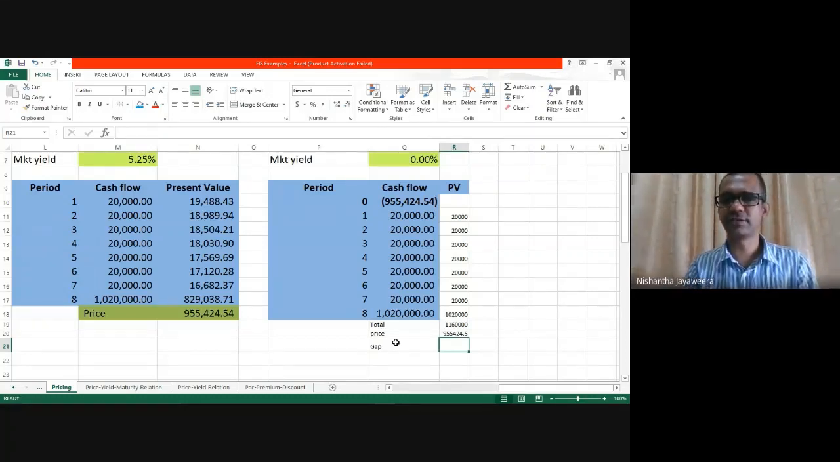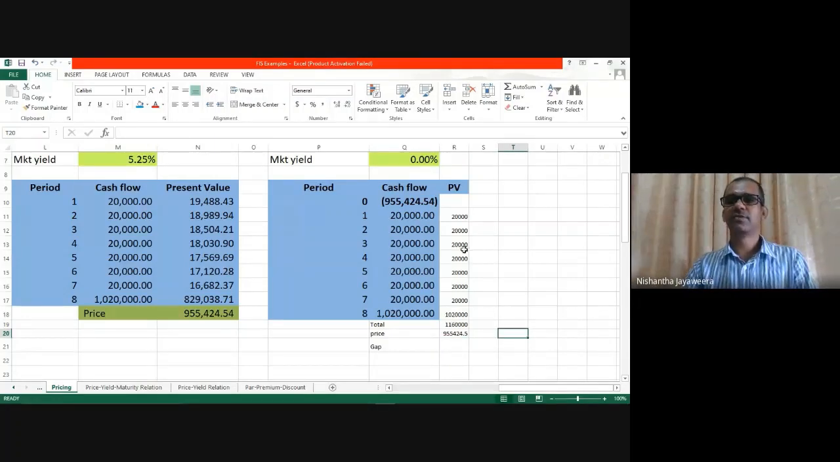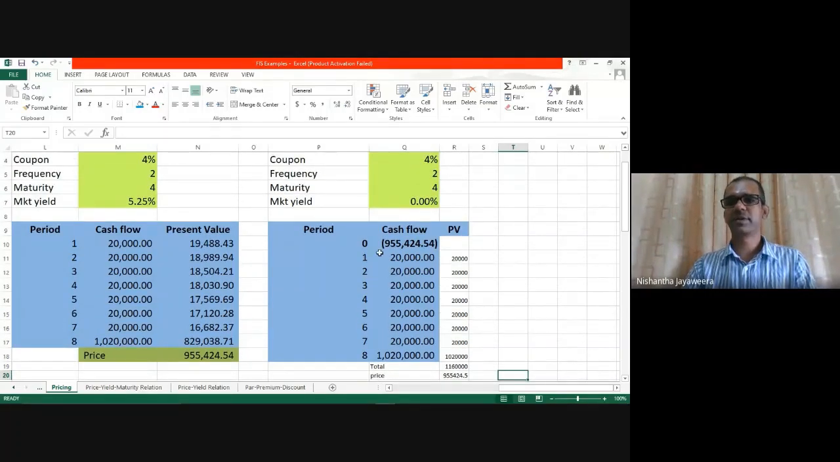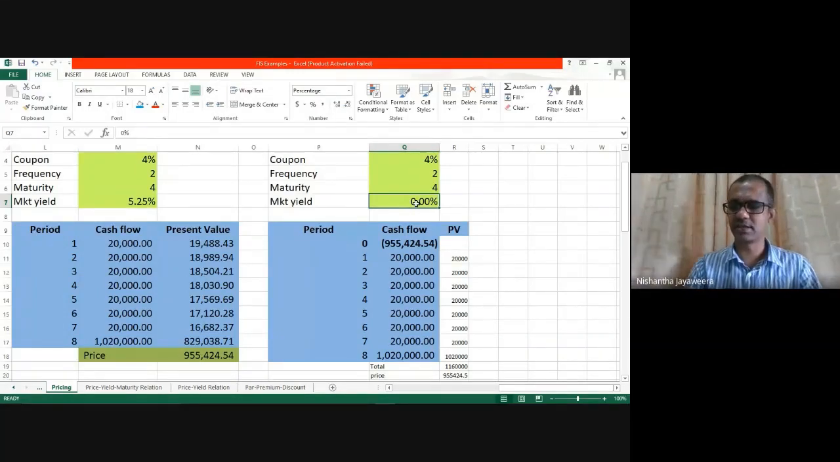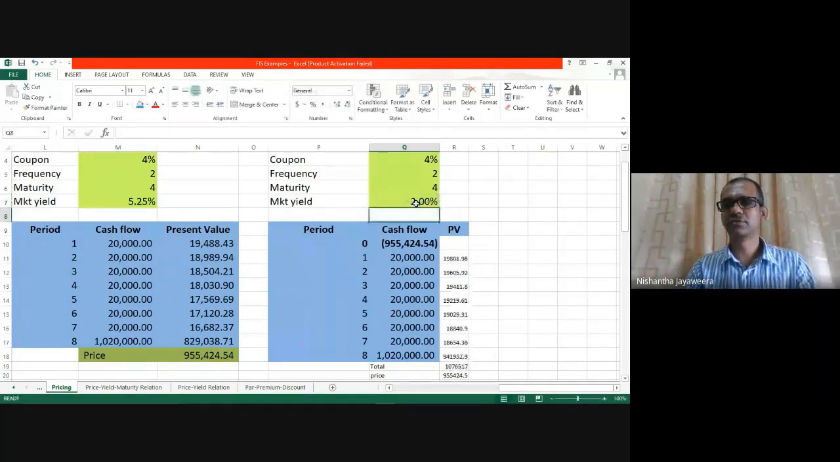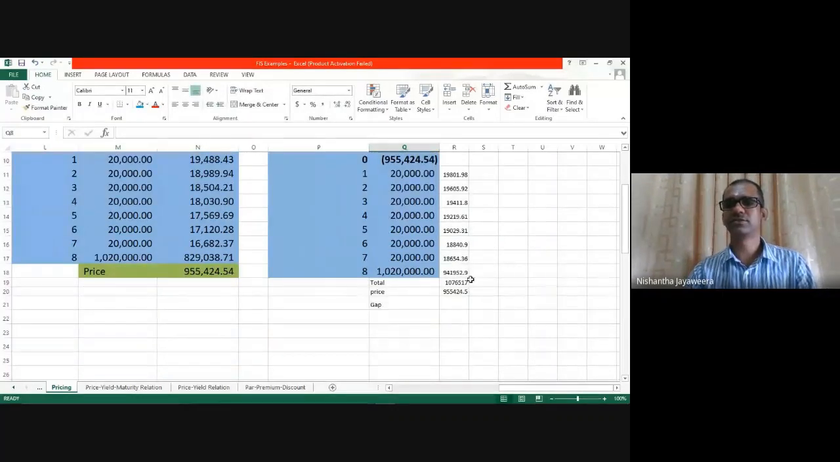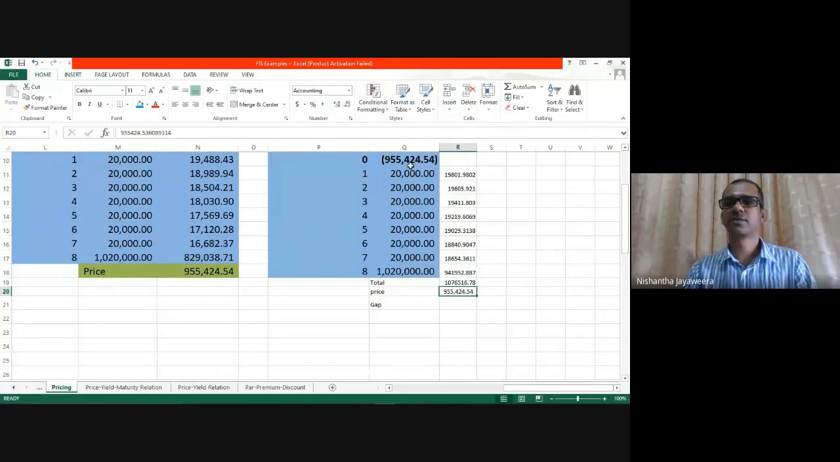Again, there are two ways. First, I'll explain the first one. When we have this prepared, the yield we have is 0 here. If you want, again you can make a guess, say 2. Then still you don't get the correct price.